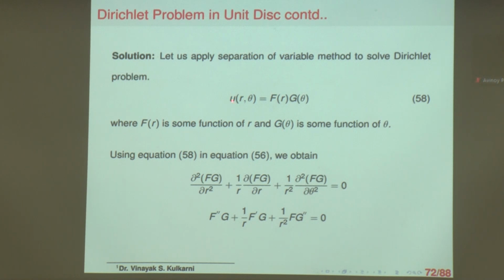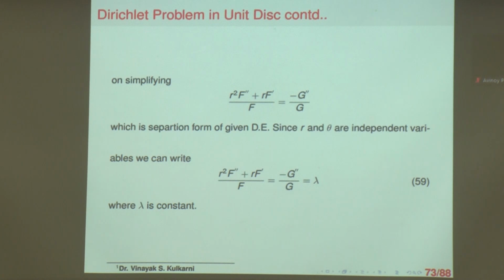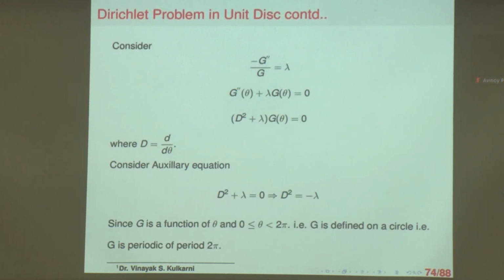So separation of variable: as u is a function of r and theta, u can be written as a product of f of r and g of theta. F and g are the unknown functions. I can substitute in the original equation and simplify accordingly. By separating variables once again, I reach this equation, the variable separated form. Here f is a function of r, g is a function of theta, and as the theorem on equal ratios says, these two ratios are equal, so each must be equal to some constant lambda. I can solve these two equations separately.